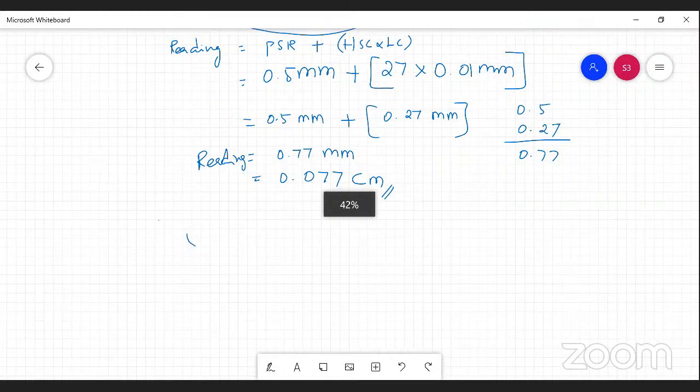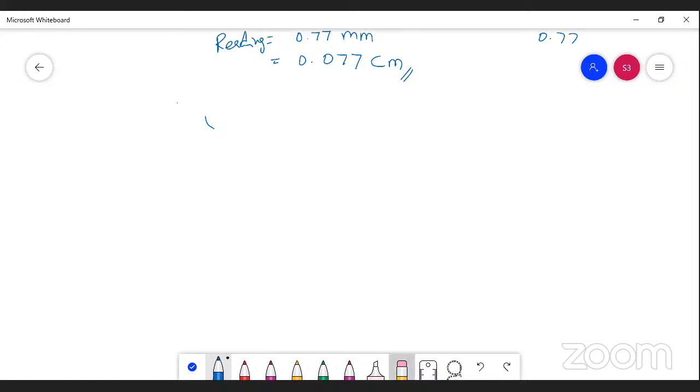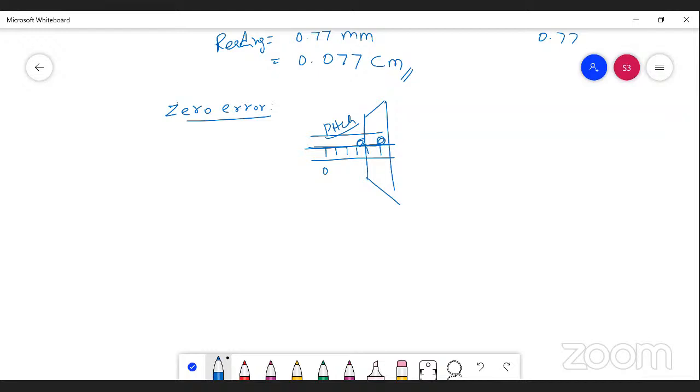What do you mean by zero error and the correct reading? What do you mean by zero error? It's very important. See, the pitch scale reading, the reference line, pitch scale values 0, 1, 2, 3, 4, 5 up to 6, 7, 8. This is the main scale. This is the zero of the circular scale. The zero of the pitch scale reference line is coincident with the zero of the circular scale division. So there is no object placed in the screw gauge, the two zeros coincide, and there is no error.